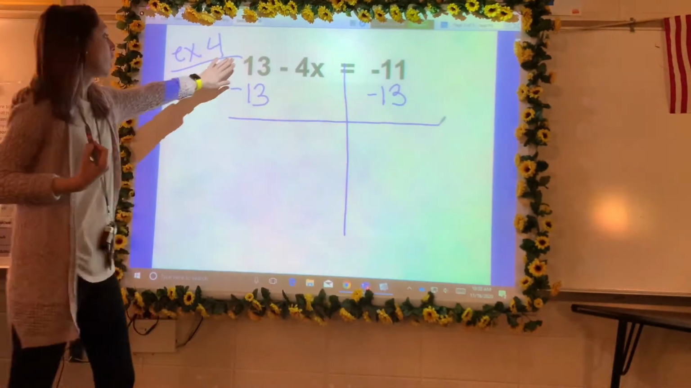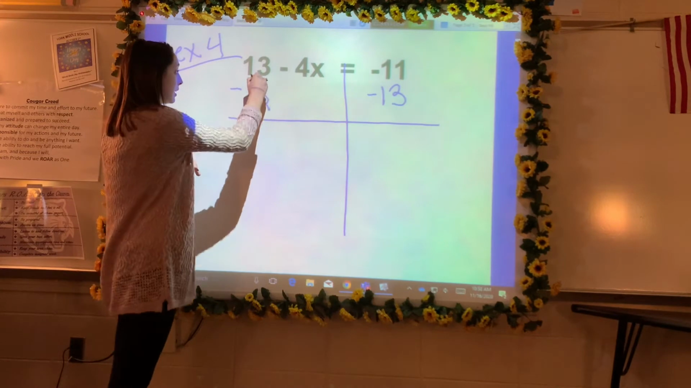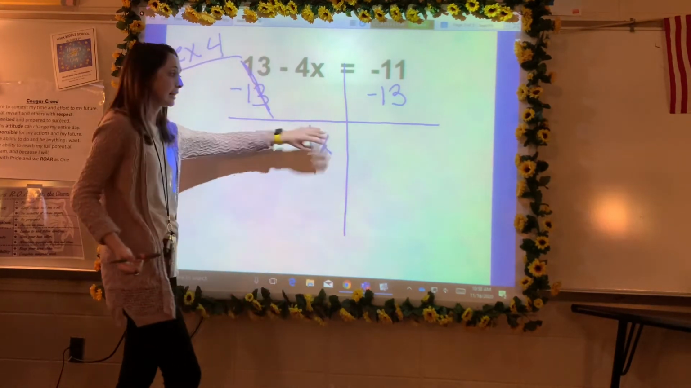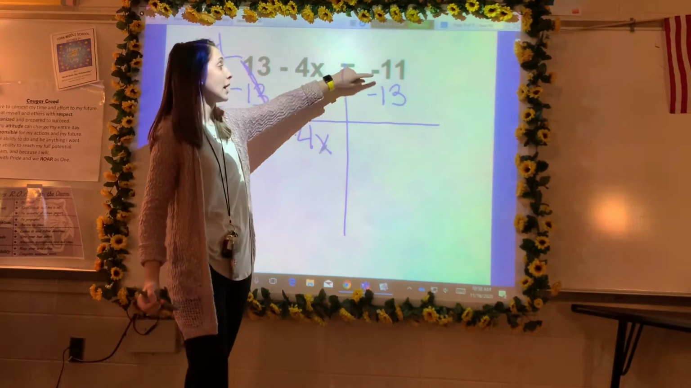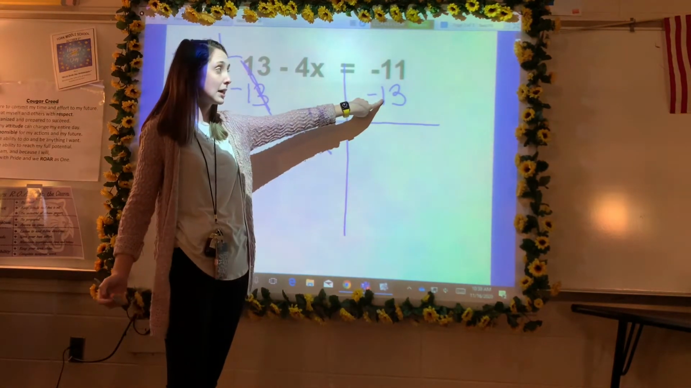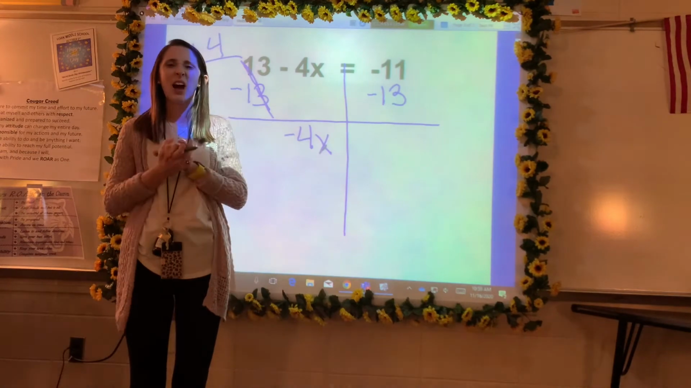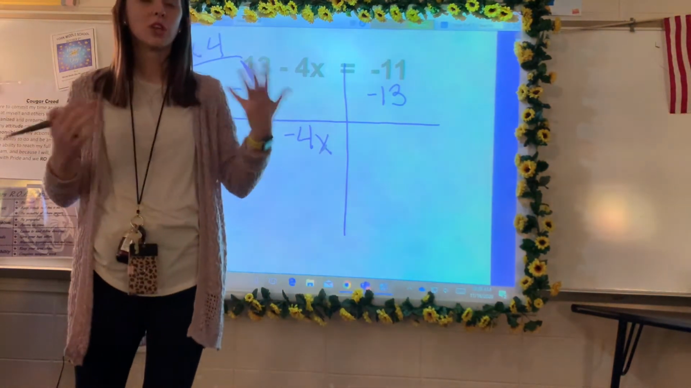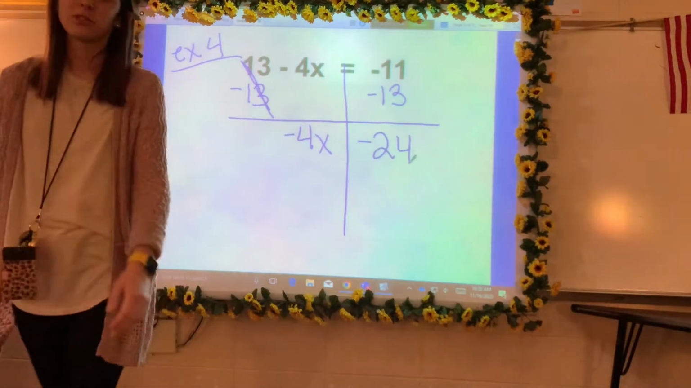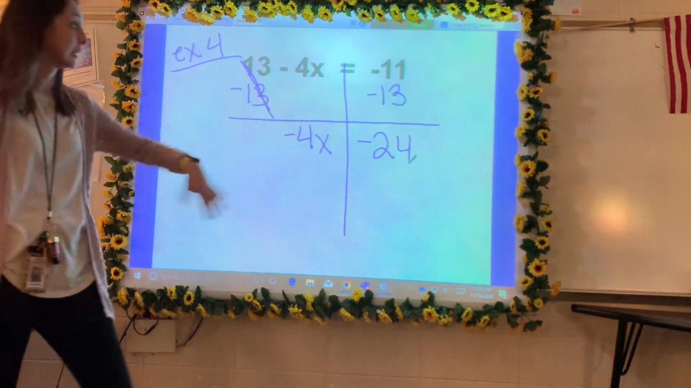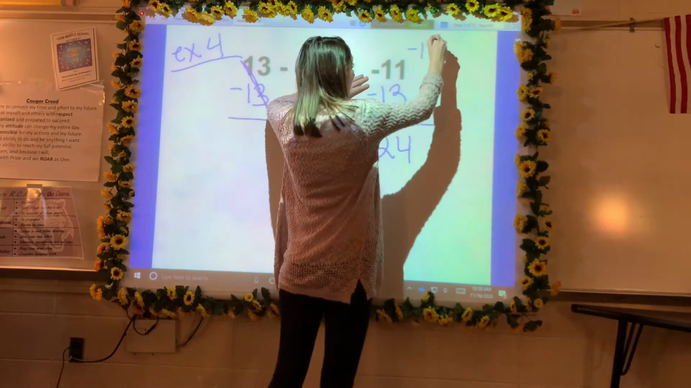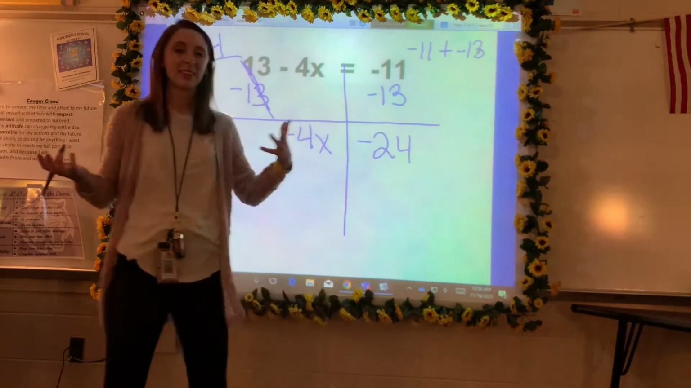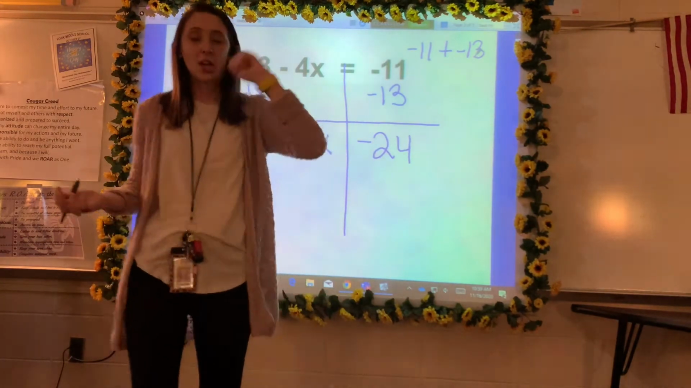All right, so positive 13, negative 13 leave me with 0. And then we bring down the negative 4x. Negative 4x equals, we have to do negative 11 minus 13. Well, how do we do that? So that has to go back to your integer rules. So solving it, you should get negative 24, because remember you have to add the opposite, and it would end up being negative 11 plus negative 13. Your signs are the same, so you add like normal and keep that sign. All right, we're almost done.